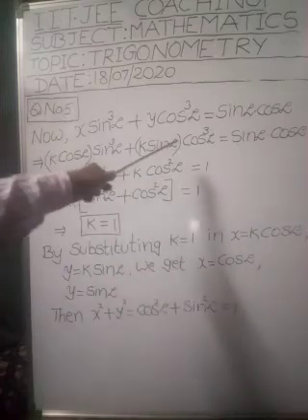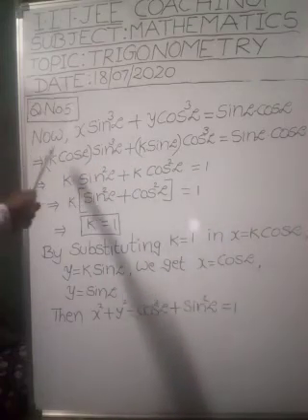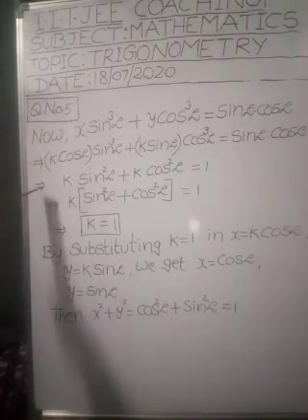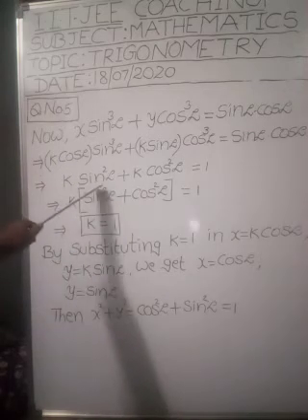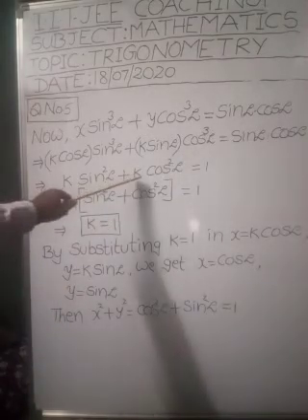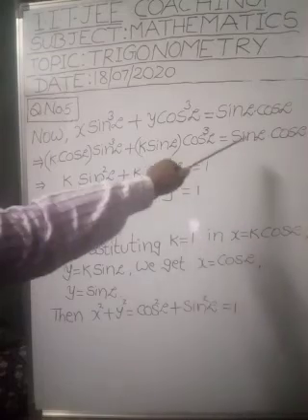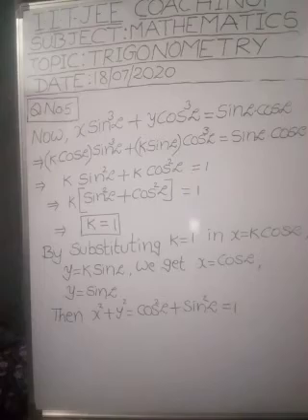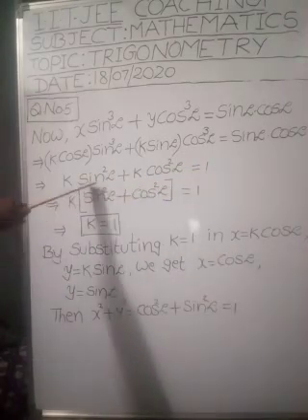After substituting the values of x and y, I am dividing the entire equation, every term on the LHS and RHS, by sin alpha into cos alpha. Then we get the first term k sin square alpha, plus the second term k cos square alpha is equal to, dividing sin alpha into cos alpha by sin alpha into cos alpha, we get 1. Understood this equation, my dear children?